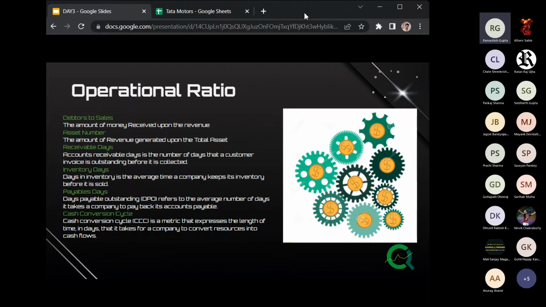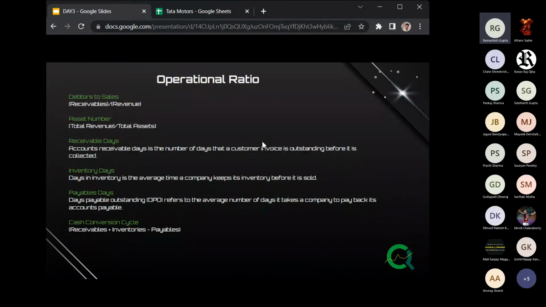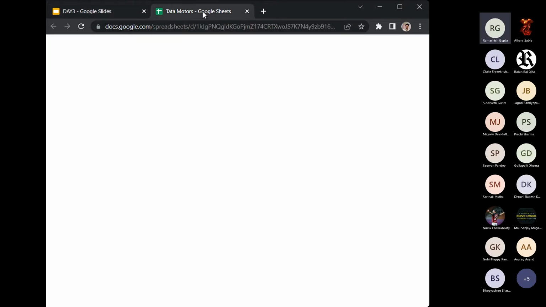The next is cash conversion cycle. Cash conversion cycle means the length of time it takes for the resources to go through a cycle. The formula for it is receivable days plus inventory days minus payable days. Ideally, this number should be zero or negative, because it should not be that Tata Motors has paid its subsidiary companies beforehand and will receive payment afterwards. So we'll just go to the sheet and see these ratios.